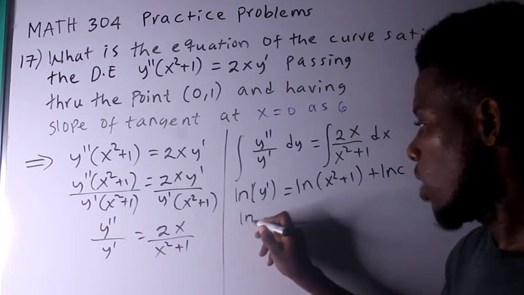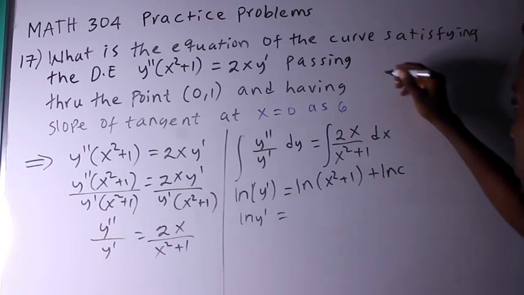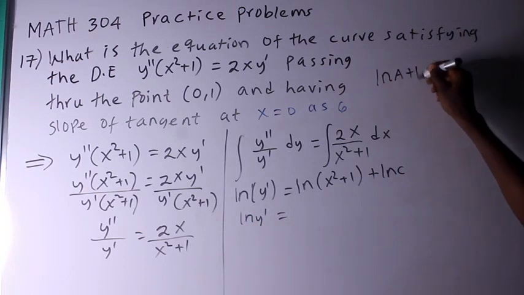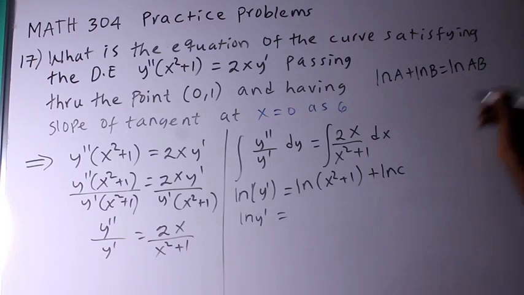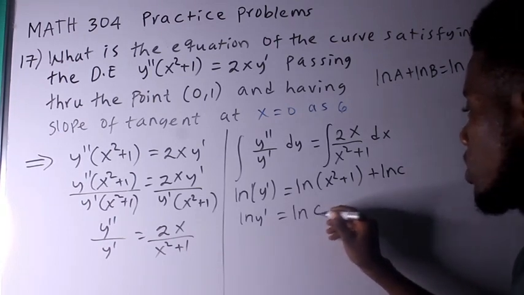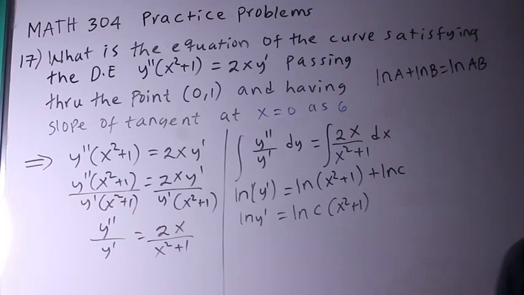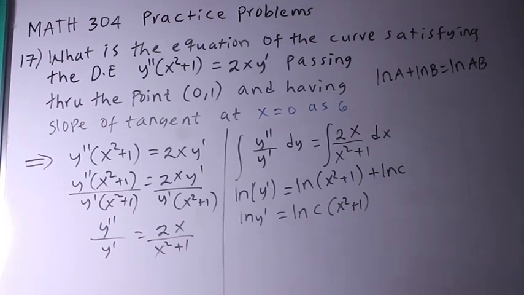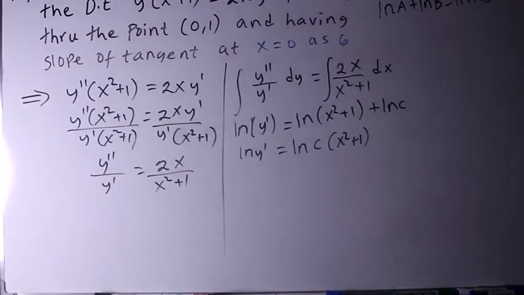So we have the ln of y prime is equal to, using the property that says that you have the ln of a plus the ln of b, you can take ln of ab. So you can take the ln of c times x squared plus 1. And once we've done that, we can try to get rid of the ln by taking the natural log on both sides. So we take the natural log on both sides, and let's see what we have.